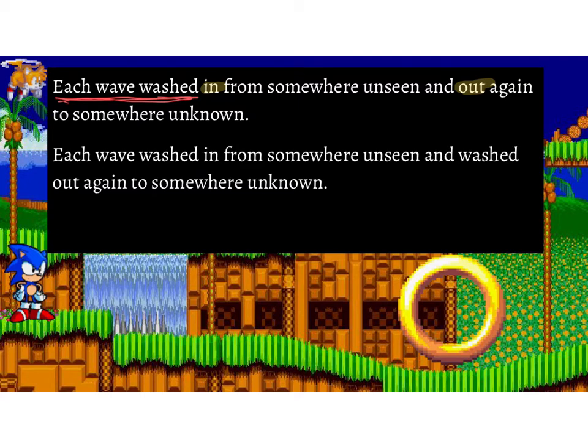So again, grammatically, there's nothing wrong with that. But if we look at the second sentence here, I've got "washed," which is repeated.